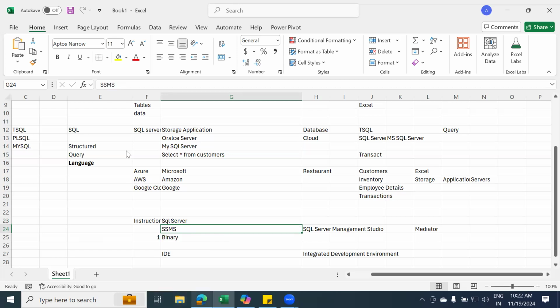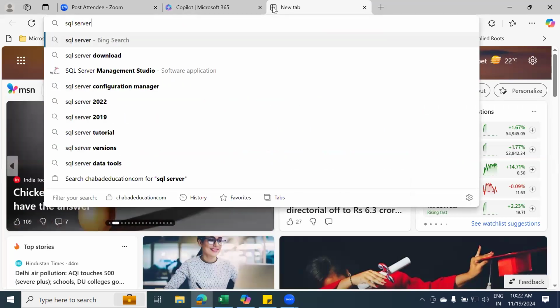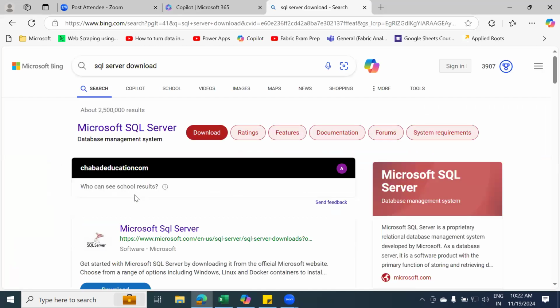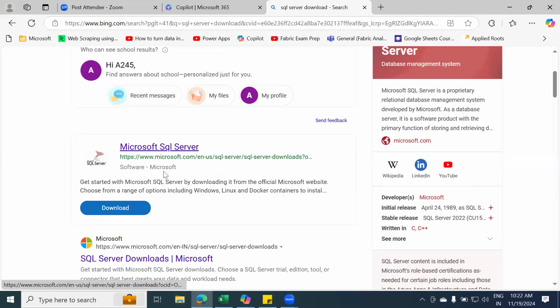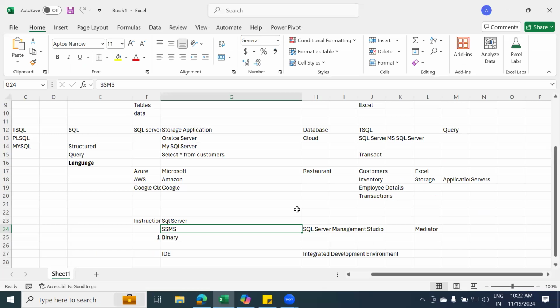So now let's come here. If you search SQL Server download, you can see this here, guys. Can you see Microsoft SQL Server? You need to download and install this. This is one activity you have to do. But before coming here, we need to know the system requirements.